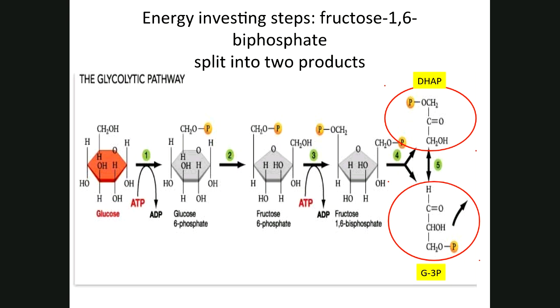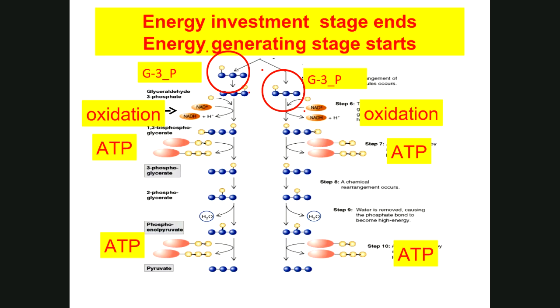Okay, then comes, again, this is the DHA and G3P, the dihydroxyacetone phosphate and glyceraldehyde 3-phosphate. The next step is to make sure that the DHA is changed to G3P. So now we have just G3Ps, which are 3-carbon molecules with a phosphate group attached to them. So now we're going to oxidize this molecule. We have 2 of these molecules.